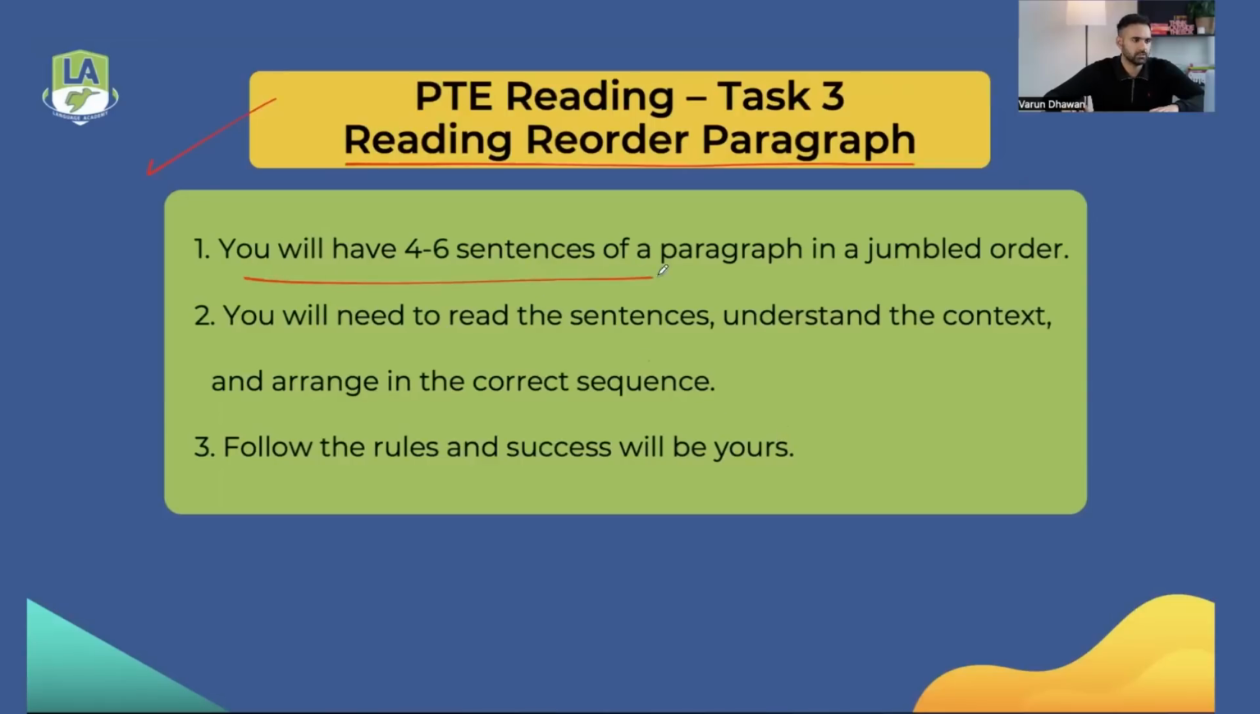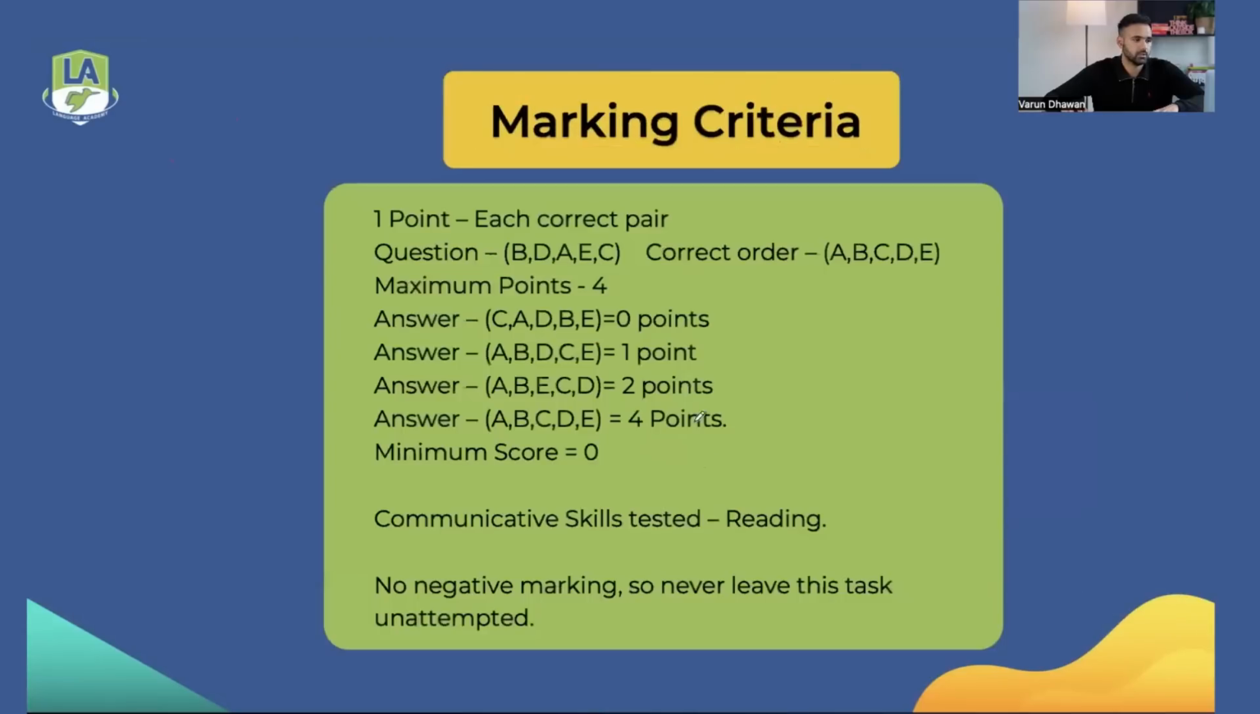You'll have 4 to 6 sentences in a paragraph, all in jumbled order. You'll need to read the sentences, understand the context, and arrange them in the correct sequence. Just need to follow rules, the rules which I'm going to give you, and success will be yours.